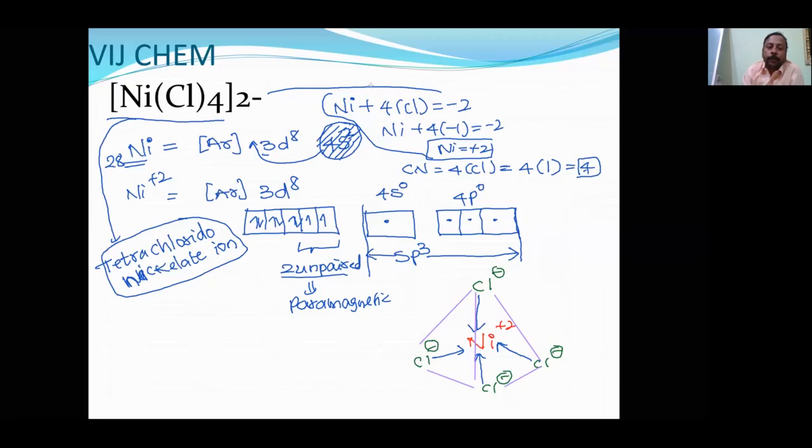So this is about how to find out. A lot of things we could find out here. First of all, coordination number 4, oxidation number -2, paramagnetic. By using this, you can find out the magnetic moment, structure, hybridization. These many things you have to find.